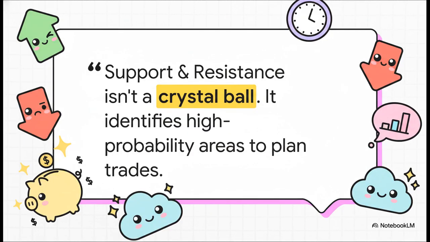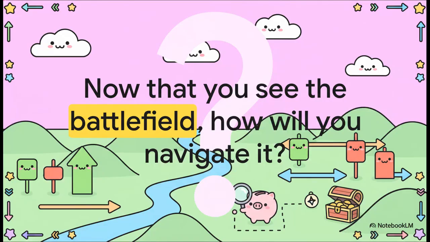And at the end of the day, please remember this. Support and resistance is not a crystal ball. It will never, ever be 100% perfect because nothing in trading is. Its true power is strategic. It helps you map out the high probability areas on the chart where you can plan your trades and, just as importantly, where you can manage your risk effectively. So by learning to read the market's memory, you're fundamentally shifting your perspective. You're no longer just getting pushed around by what looks like random noise. Instead, you're identifying the key battlegrounds where the big market decisions are actually being made. So the only question left for you is, now that you can see the battlefield, where are you going to place your bets?